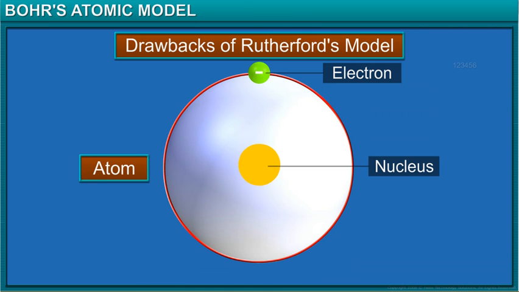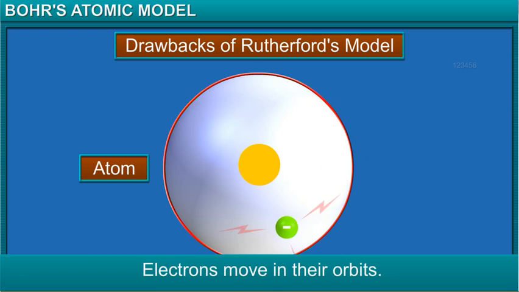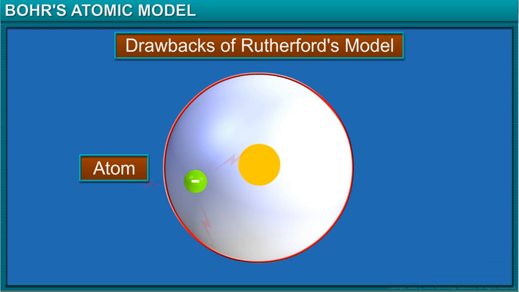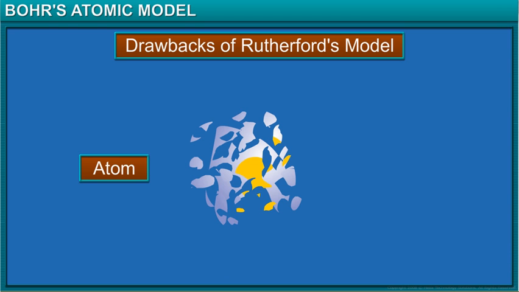According to Rutherford's model, the electrons, while moving in their orbits, would give up energy. This would make them slow down gradually and move towards the nucleus. The electrons will follow a spiral path and then fall into the nucleus. Ultimately, the atom would collapse. In reality, however, an atom is stable. Therefore, this particular assumption made by Rutherford was inaccurate.